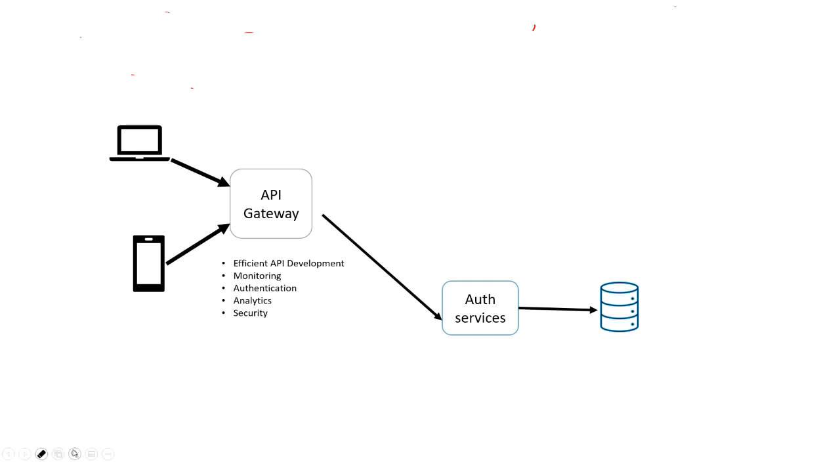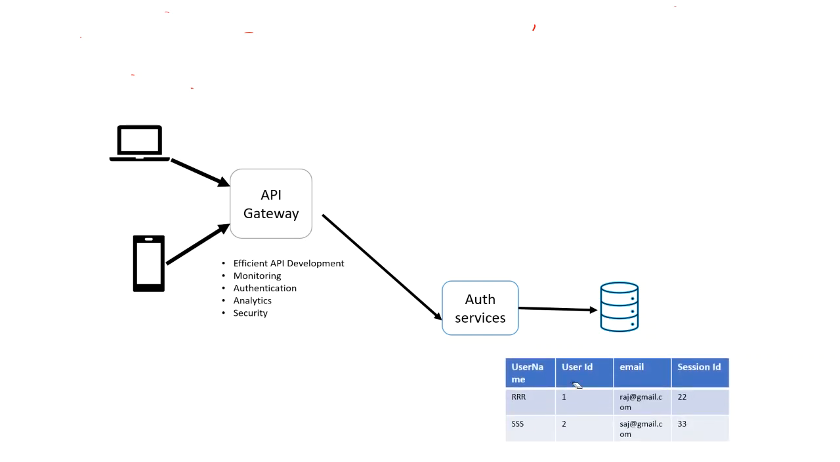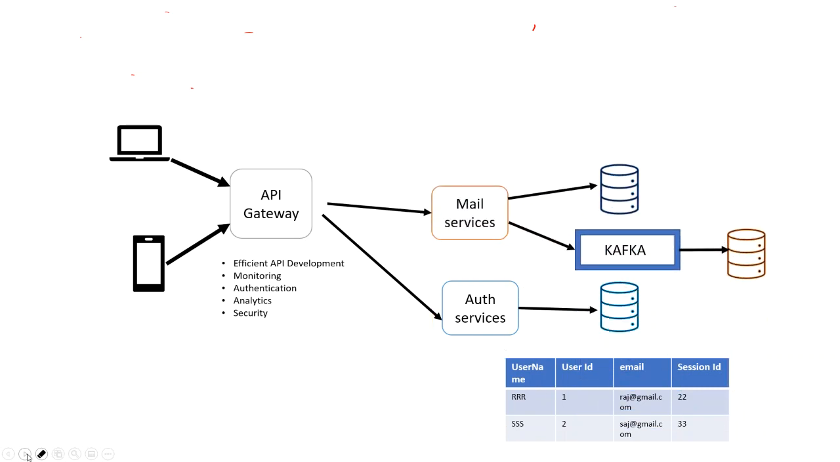Inside this database there might be a table with the username, the password, the email, the session IDs. All those things would be placed in this database. The next thing I might think is I will create one more service called a mail service. The mail service will also communicate to the API gateway. And the advantage of this mail service is that it is a service which takes care of sending the email.